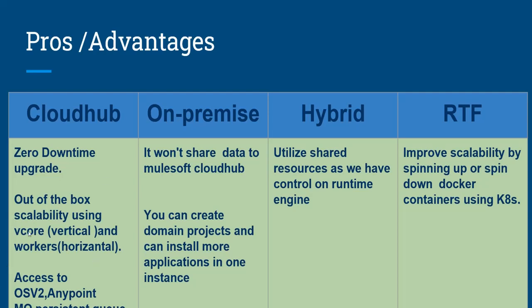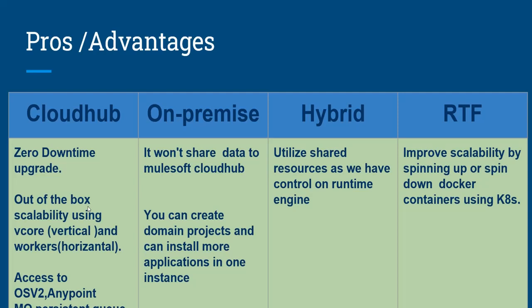And out of the box scalability: if you would like to scale your application, like extending the workers or extending the vCores horizontally or vertically, it is pretty easy in Cloudhub, because it's just a click of configuration. You can just select the vCore size, and you can select the number of workers.